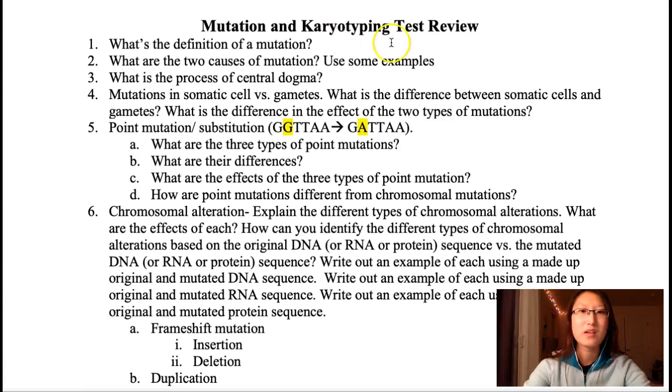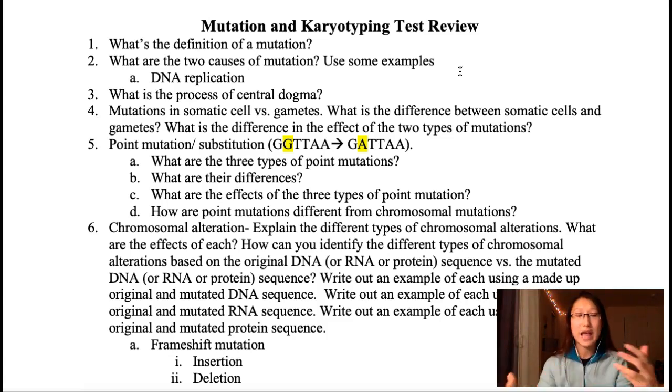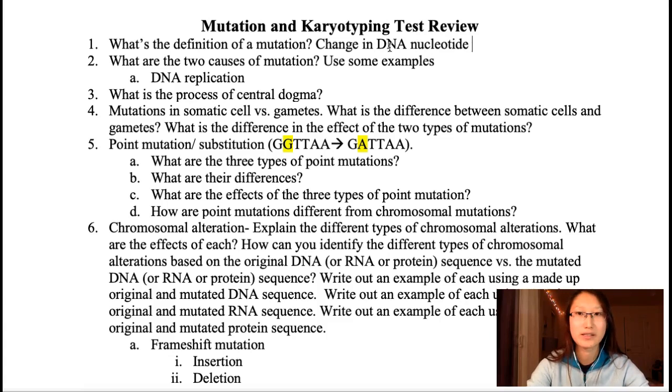nucleotide. The two causes of a mutation, the first one would be DNA replication. So during the DNA replication process, just like when you're copying anything down, even if you were to write an essay and you're copying someone else's essay, you still might make some mistakes. You've done that, I think. But either way, if you're making copies of something, there could be mistakes. So DNA replication could definitely cause change in DNA nucleotide sequence. These are all things that we talk about in class, so there's nothing special about it.